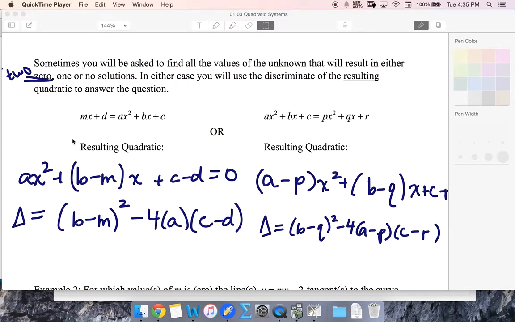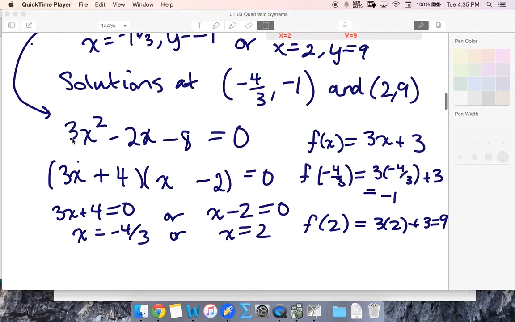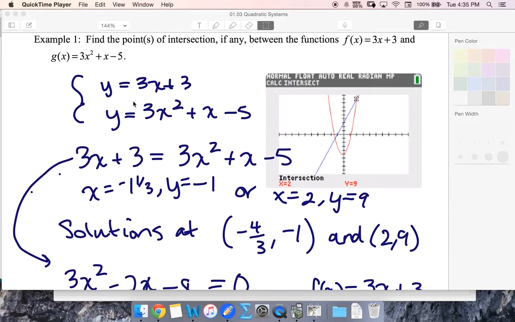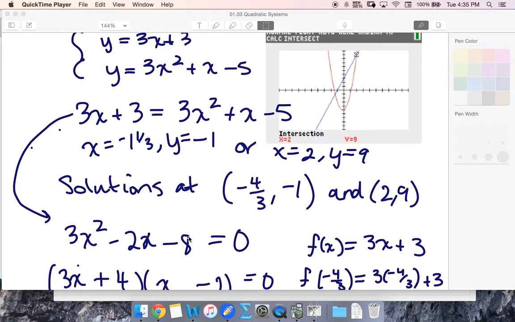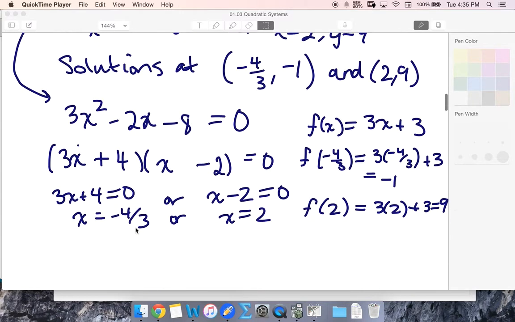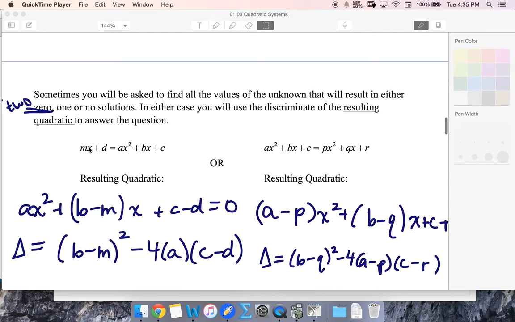So the resulting quadratic, like we saw above here, when we solved our initial system, we set these equal to each other and then rearranged it to just have one quadratic equal to 0. Based on the discriminant, I can know how many solutions there are going to be. If I rearrange this quadratic, I'm going to move this to the other side. So my x terms are going to be b minus m x's. My constant term is going to be c minus d. So then my discriminant is going to be b minus m squared minus 4a times c minus d.